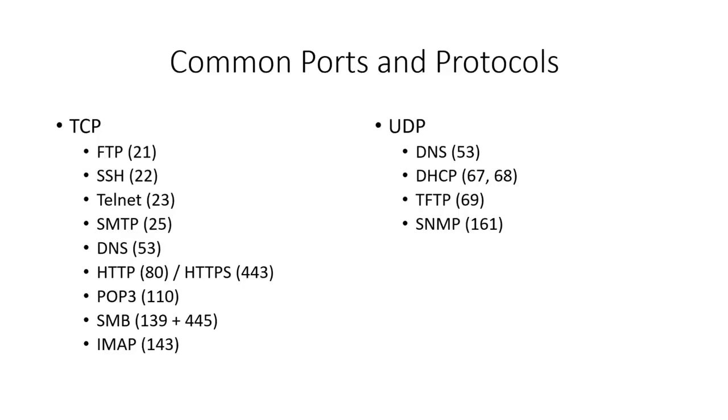Now, on the UDP side, we also have DNS over here. DNS is both a TCP and UDP protocol. We also have DHCP. Now, when it comes to IP addresses, DHCP associates you with an IP address kind of at random. The opposite of that is a static IP address.